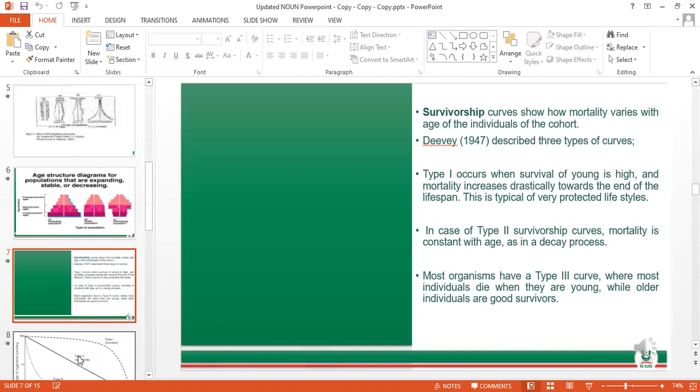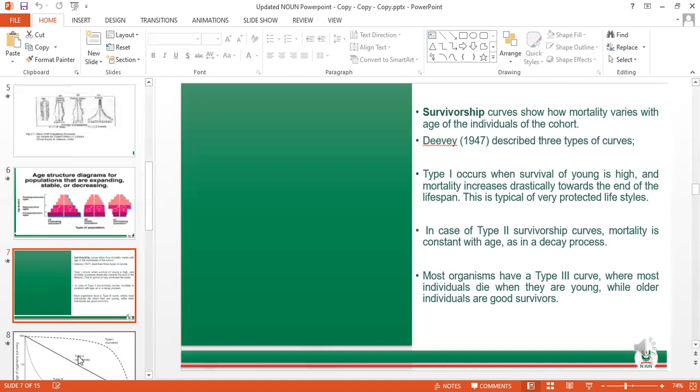Two kinds of information are derived from this cohort study: survivorship curves and population growth rates. That is, when we are looking at survivorship on its own, two pieces of information are derived. Either we're looking at the survivorship curve or the population growth rate.